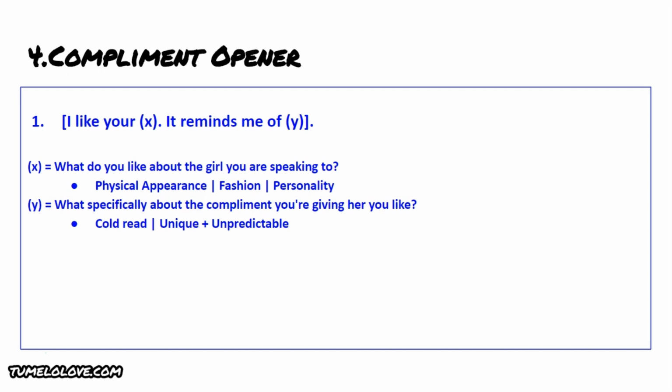So an example is, yeah, I like your style. You remind me of a ballerina. Or I like your smile. You remind me of peanuts. Like, literally anything you want to say. And this is what makes the opener unique to the girl. Anything that you like about the girl, anything that it reminds you of, the compliment you're giving her, then you say it.